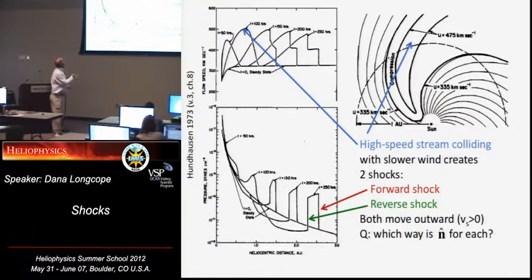We have a pulse, and it develops into 2 shocks. So here is the pressure. The pressure jumps here, and the pressure jumps here. These are 2 shocks. You can see the shocks moving. This is what's called the forward shock because it's in front, and it is moving out away from the sun. This is the back shock, the reverse shock. It is moving out away from the sun. My question to you: which directions do the shock normals point? Away from the sun, towards the sun, or in different directions?